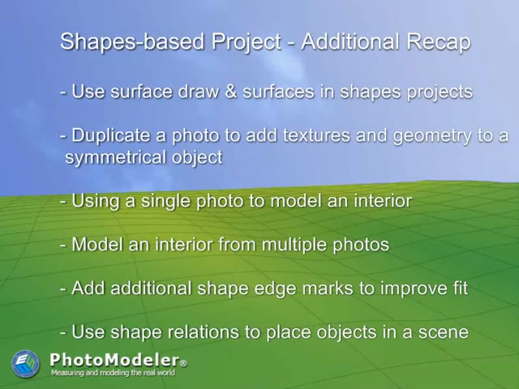This concludes the Shapes Additional Topics tutorial. We have learned how to use Surface Draw and other surfaces in a Shapes project, use a duplicate photo to add textures and geometry to a symmetrical object, use a single photograph of unknown origin to create a room interior, create an interior using multiple photos, use additional shape edge marks to improve fit, and use shape relations to correctly place objects in the scene.